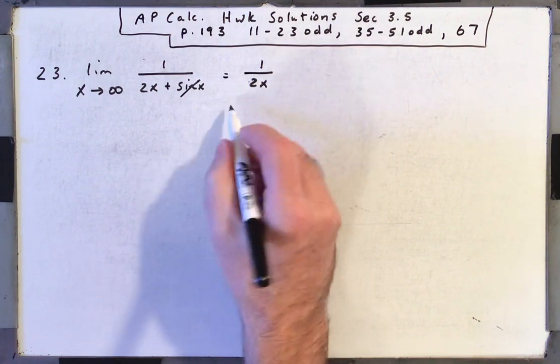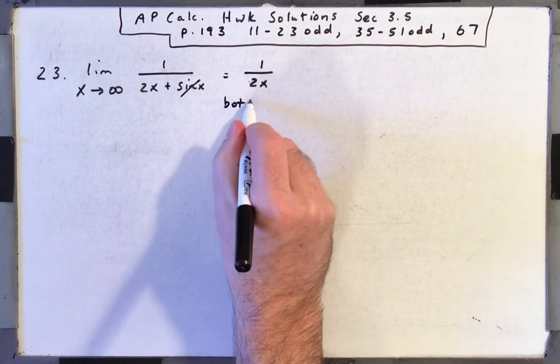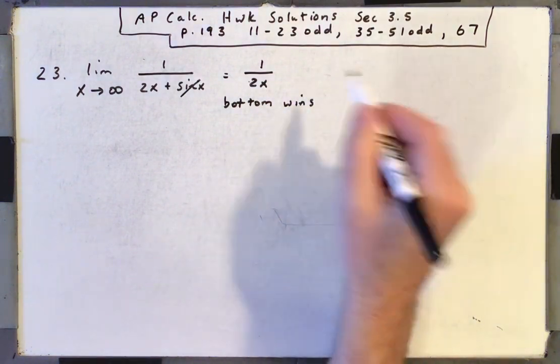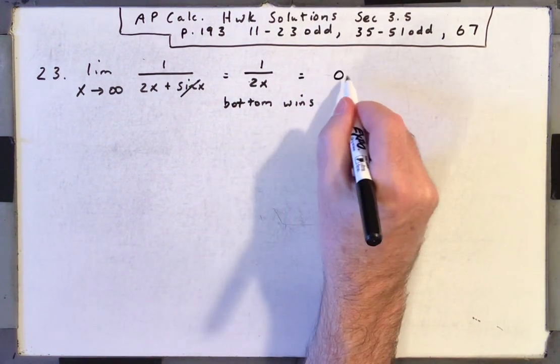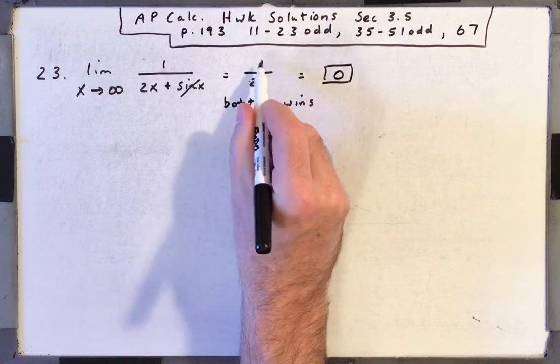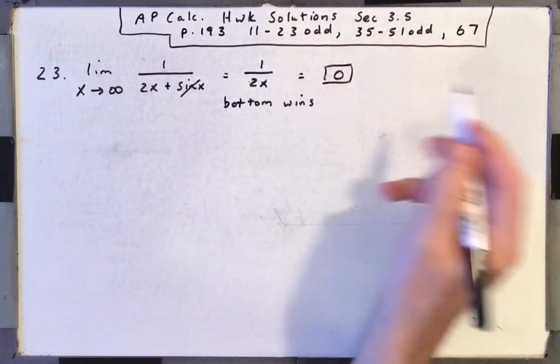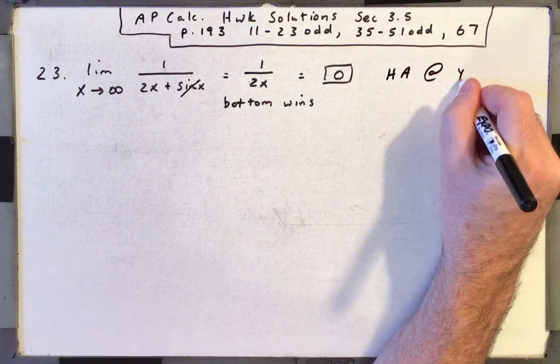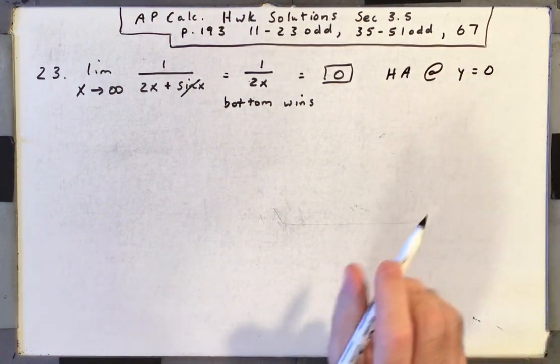All right, so the bottom wins. The highest power is on the bottom. So when that happens, you plug in infinity. It's like 1 over 2 times infinity, so it's 0. So we have a horizontal asymptote at y equals 0.